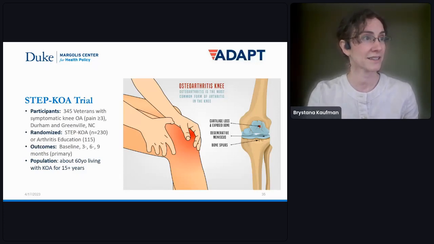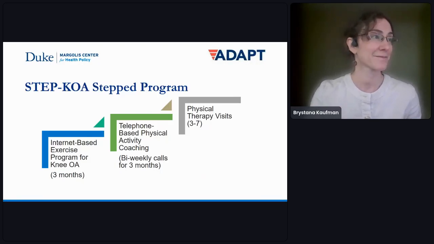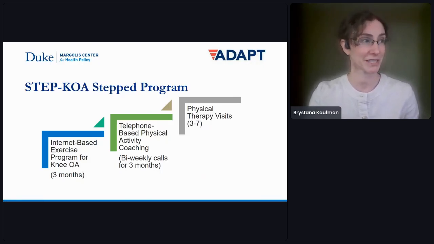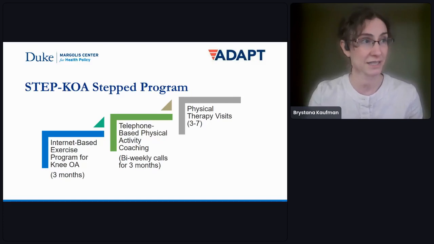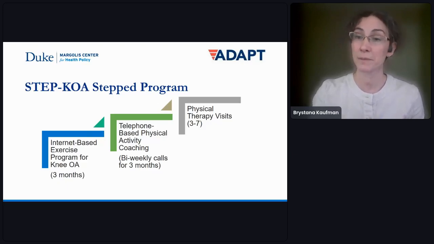Just to give a little background on the actual intervention, people enrolled would initially receive access to an internet-based exercise program. And then those who needed additional support, so as they were evaluated over the period, if we weren't seeing the improvement, then they would go to the next step and receive telephone-based physical activity coaching. And then there was another level for people who still needed additional support, the physical therapy visits.